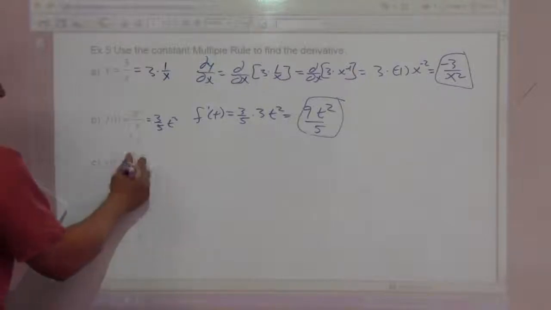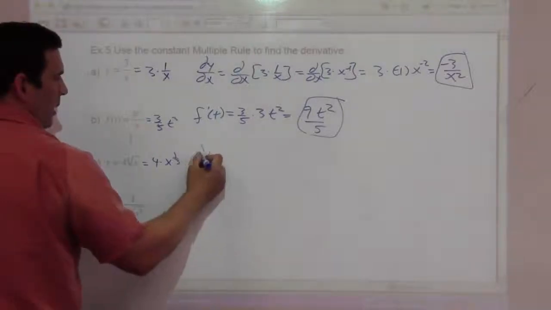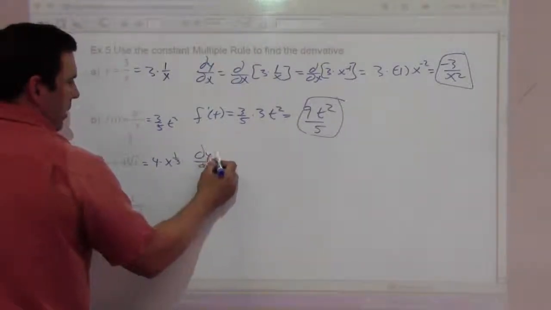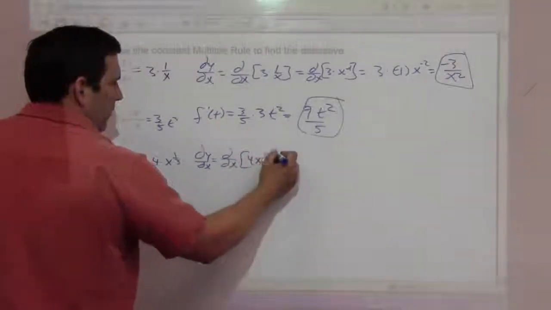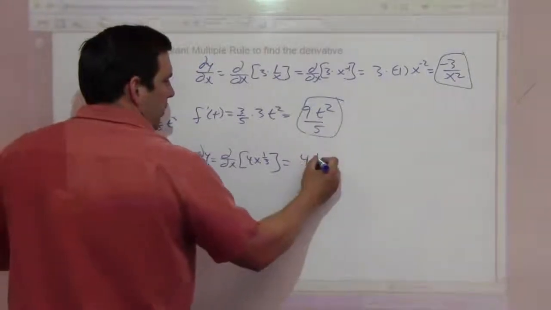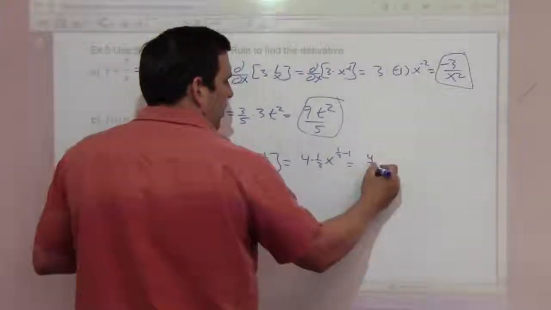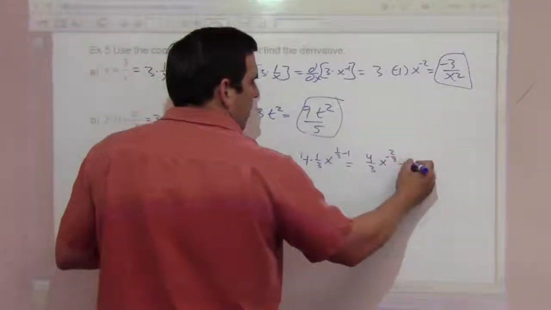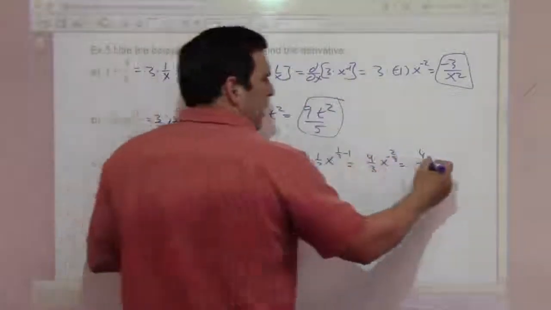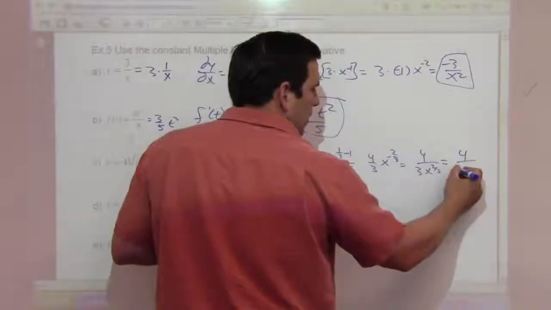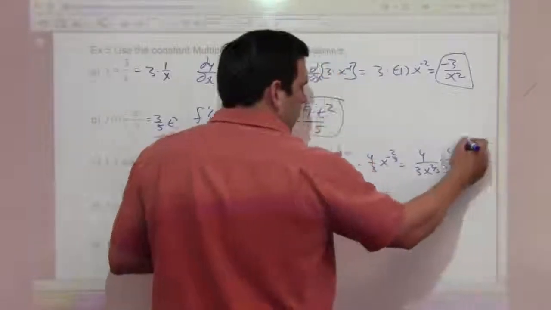Y equals 4 times the cube root of x. Think of that as 4 times x to the 1/3. So dy dx is going to be the derivative with respect to x of 4x to the 1/3. That's going to be 4 times 1/3, x to the 1/3 minus 1. That's going to be 4/3 x to the negative 2/3, which is 4 over 3x to the 2/3. And I guess if you want to go a step further, it'd be 4 over 3 times the cube root of x squared. I'd take any of these three.